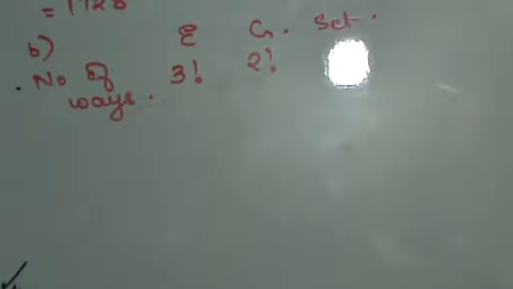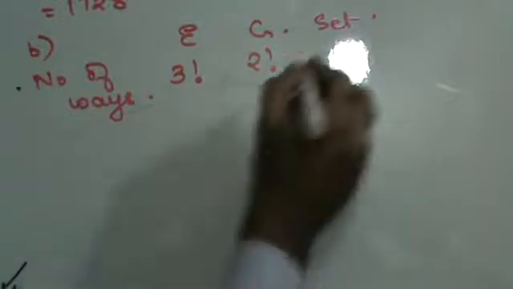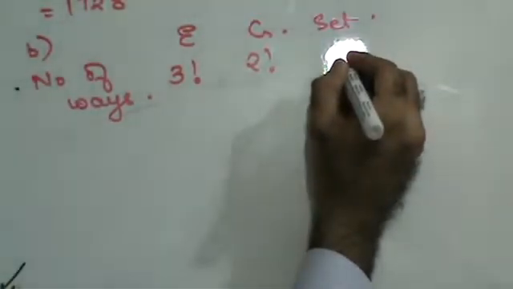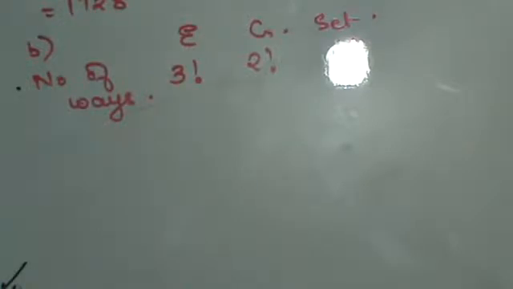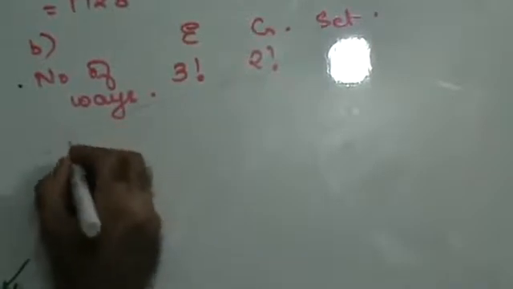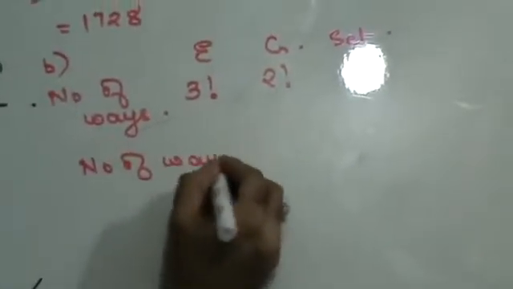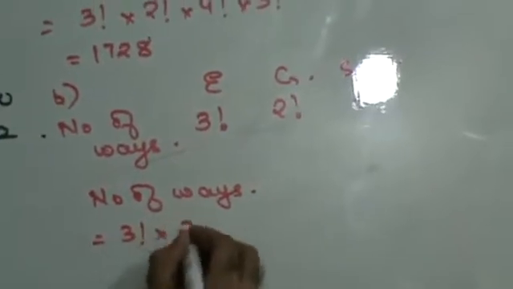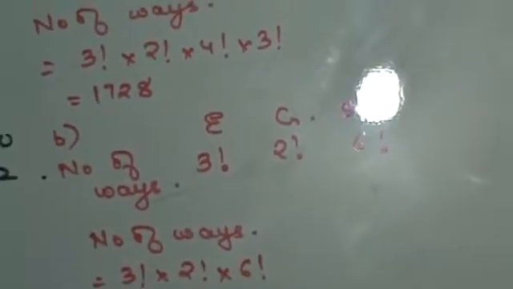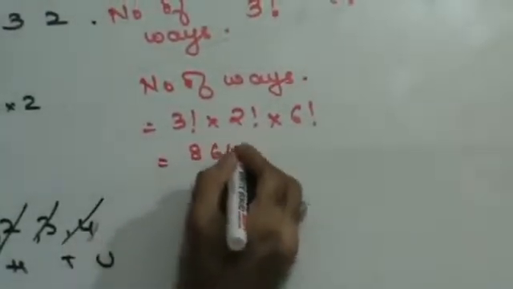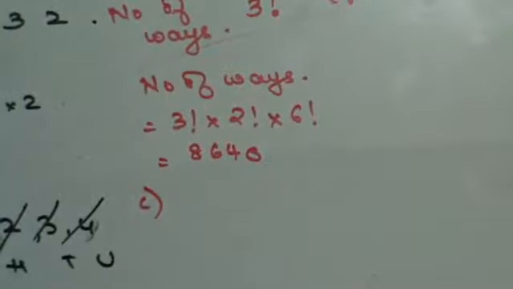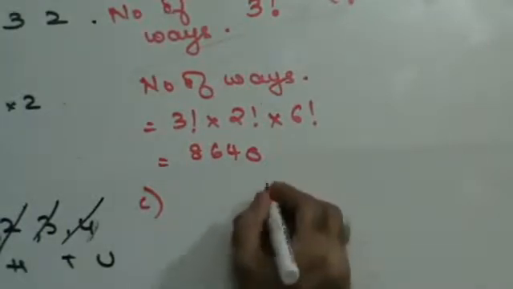1 set of eco and 1 set of geography. So in total there are 6 sets of books that you have to arrange. 6 sets of books will occupy 6 places, and therefore they will have to be arranged in 6 factorial ways. So in that case, I can say that the number of ways is 3 factorial into 2 factorial into 6 factorial, right? Now when you multiply this, you will get this answer as 8640 ways, right?